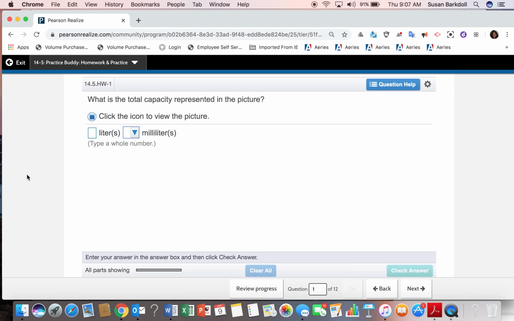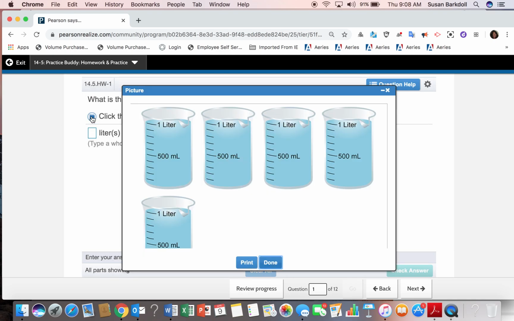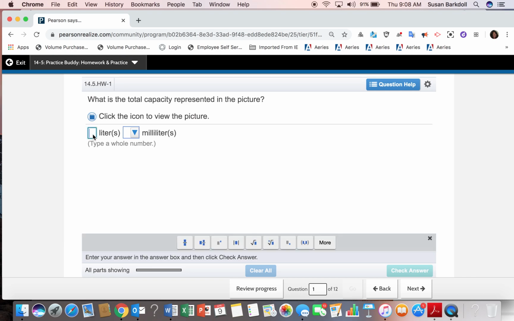What is the total capacity represented in this picture? So they've got us these liters. You can see in this picture the difference between 1 liter and 500 milliliters. 1 liter is 1,000 milliliters. So I look and I see 1, 2, 3, 4, 5 complete liters. I'm going to say 5 liters and 0 milliliters because there was none half filled.